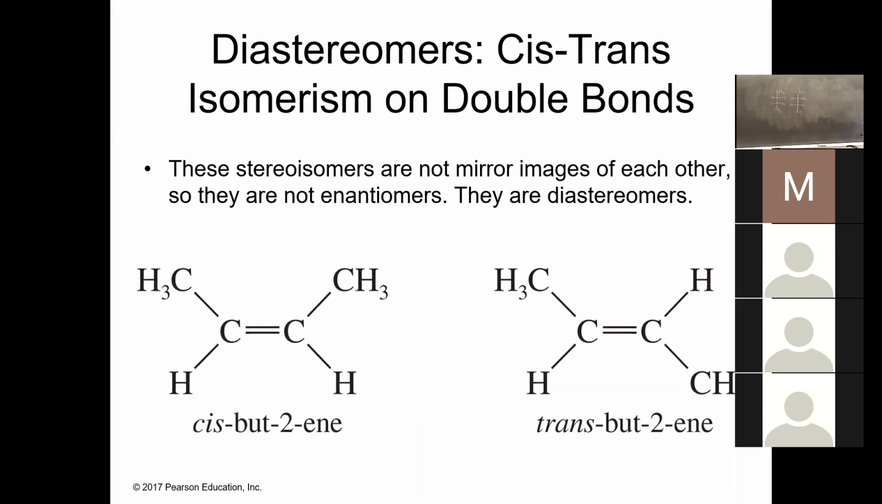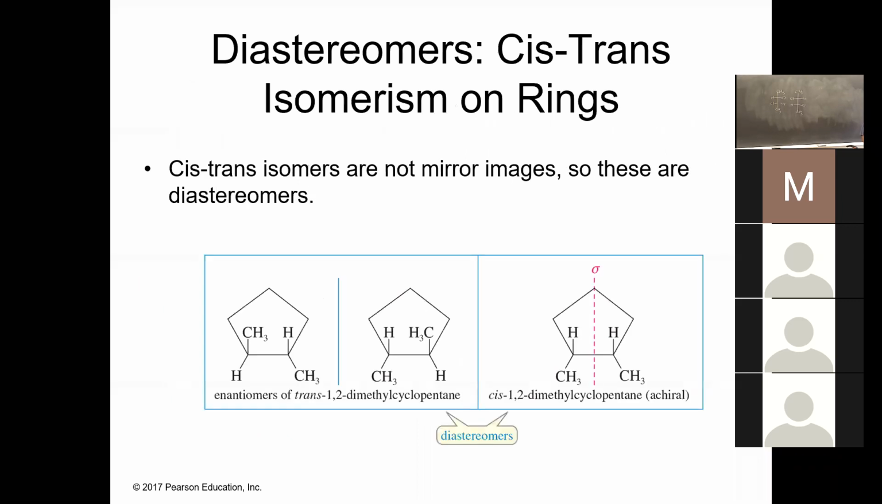Cis-trans isomers are considered to be diastereomers. Definition of diastereomers: they are stereoisomers, but they're not mirror images. Okay, in this example, the trans 1,2-dimethyl forms are enantiomers. They're non-superimposable. The cis and the trans are related as diastereomers. Okay, this and this are not mirror images.